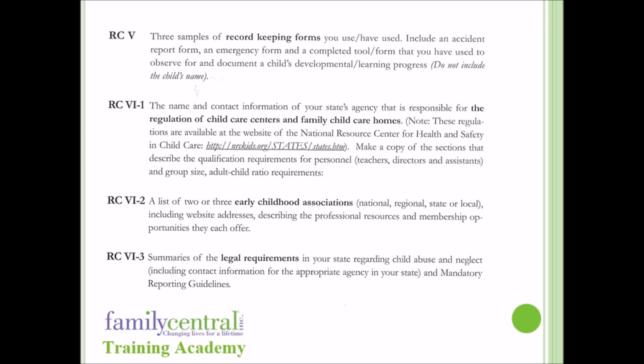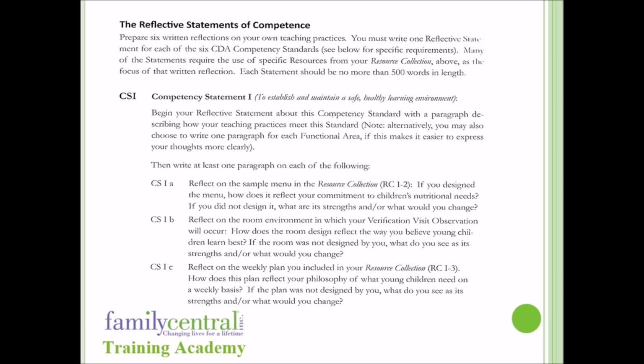Resource Collection 6.2. A list of 2 or 3 early childhood associations, national, regional, state, or local, including website addresses, describing the professional resources and membership opportunities they each offer. Resource Collection 6.3. Provide summaries of the legal requirements in your state regarding child abuse and neglect, including contact information for the appropriate agency in your state and mandatory reporting guidelines.